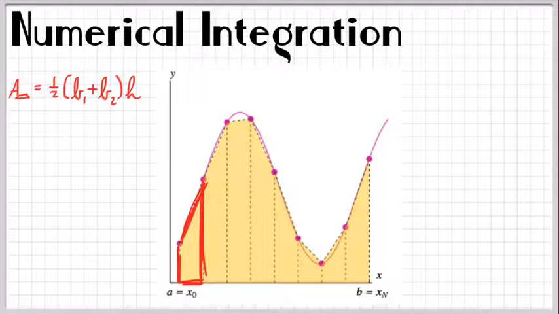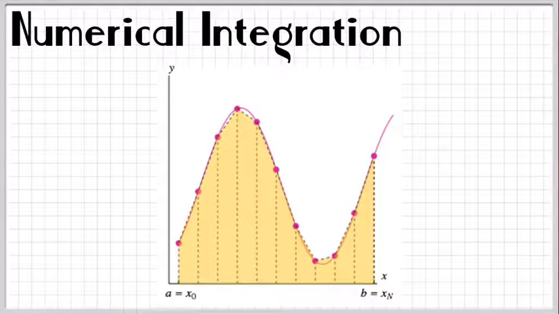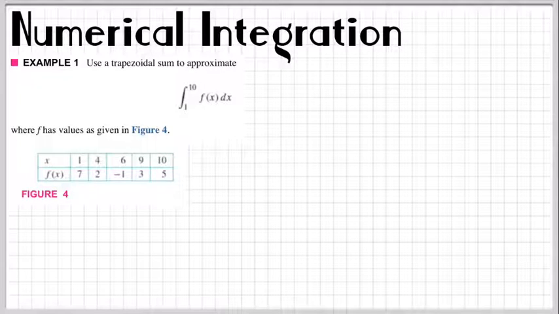So let's try a problem, shall we? Let's try. No, wow, I got lots of trapezoids in that one. Let's try this one right here. The problem says use a trapezoid sum to approximate that integral, where f has values as given in figure 4. All right, there's your table. Do we know what the function is? Nah, we don't. Okay, do we know how many trapezoids we should do to do this? No. We don't know the function. It doesn't tell you, huh?